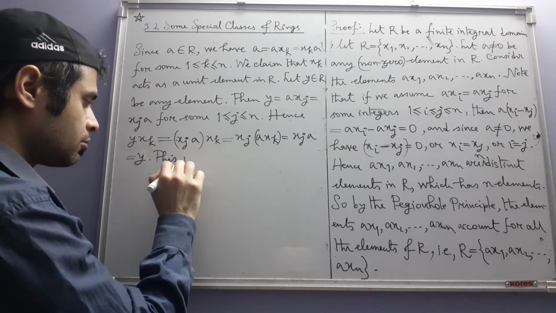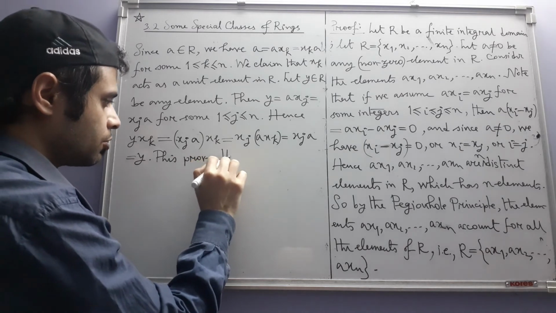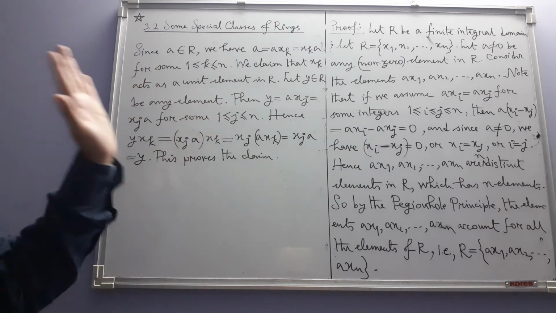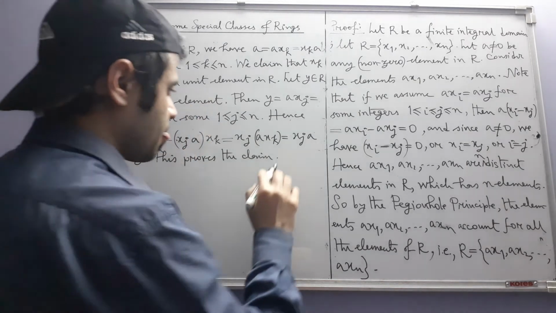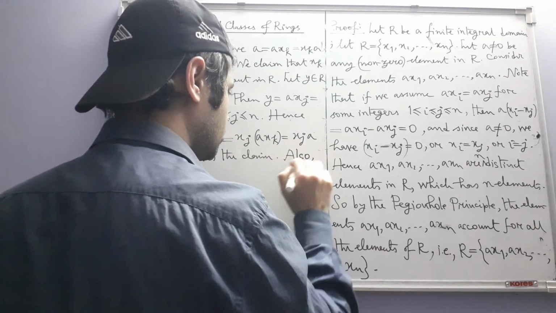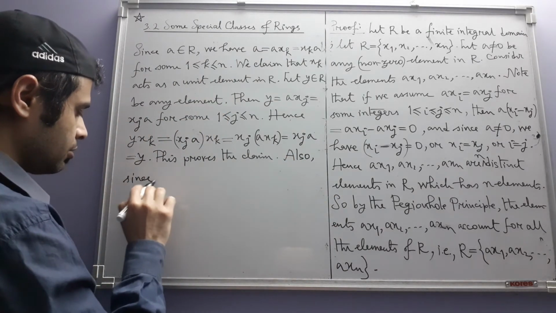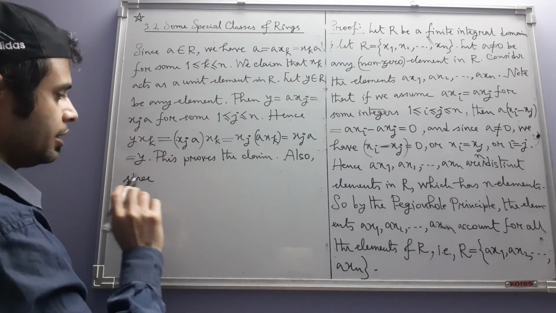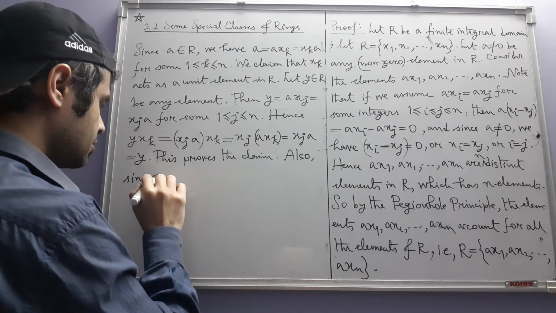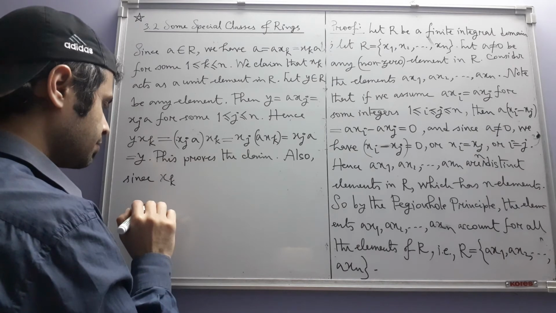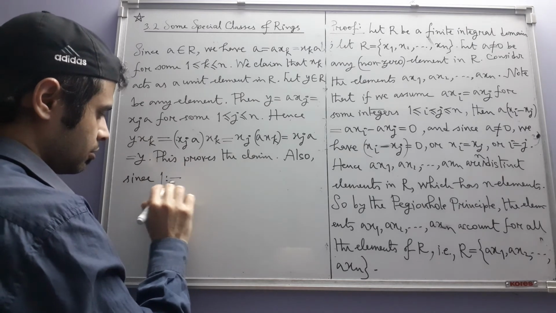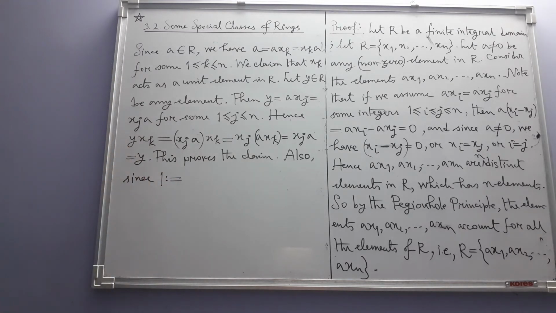This proves the claim. So that means our ring has a unit element. Also, since xk, shall I write it as 1? Yes, let me write. Now I have the right to denote this xk by 1 because it is the unit element.